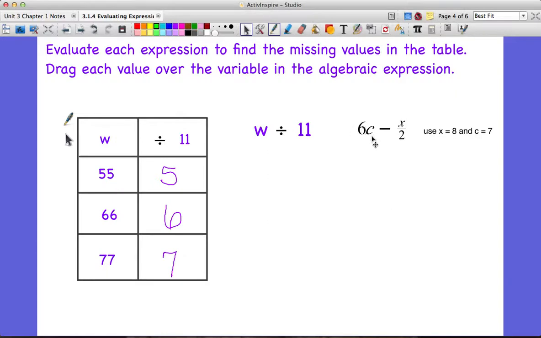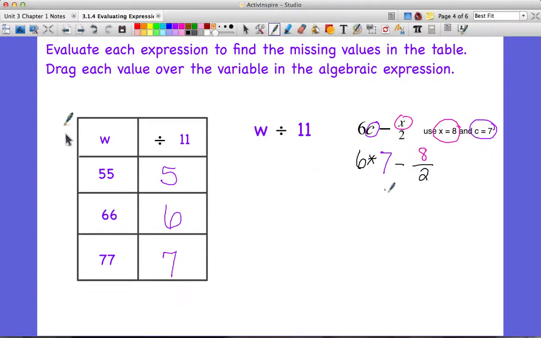In this case, you have two variables. You know that x is equal to 8 and c is equal to 7. So anywhere you see a c, you put in 7, and anywhere you see an x, you put in 8. So here's an x, and here is a c. My problem is going to turn into 6 times 7, because c is replaced by 7, minus 8 over 2, substituting 8 for x. Now I have to use my order of operations.